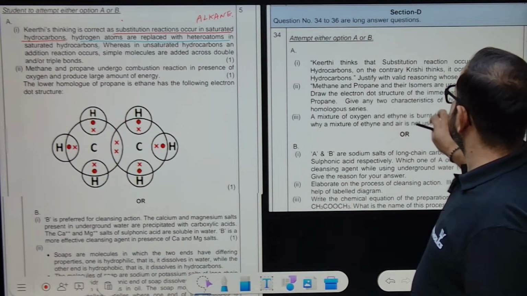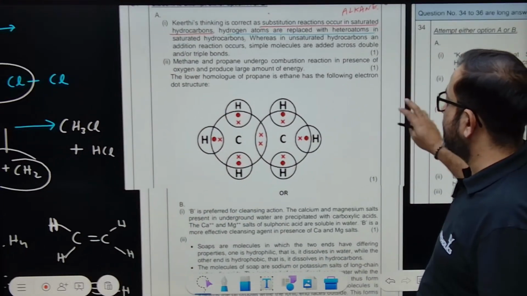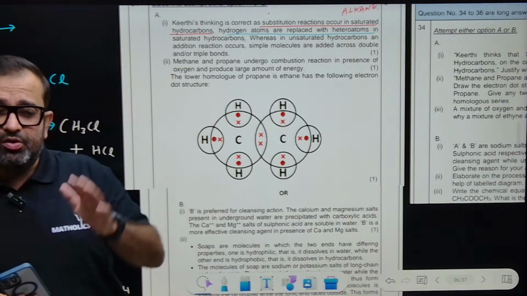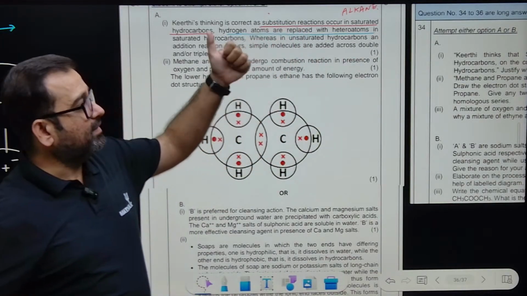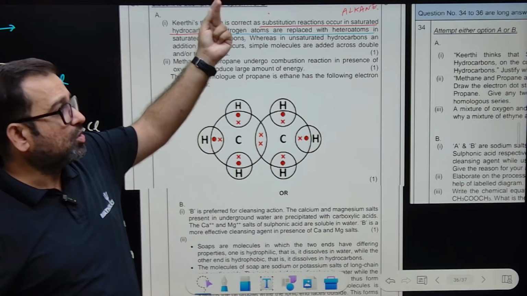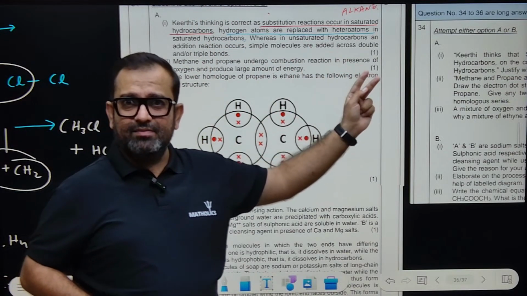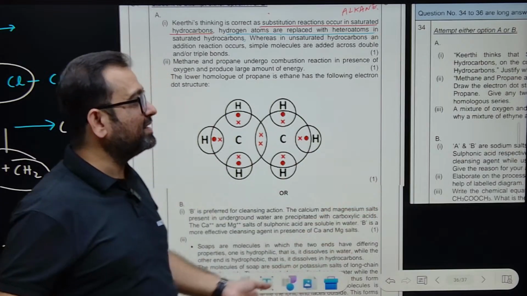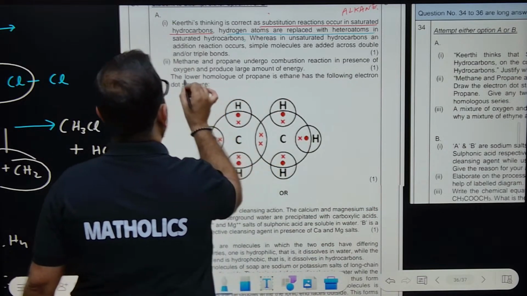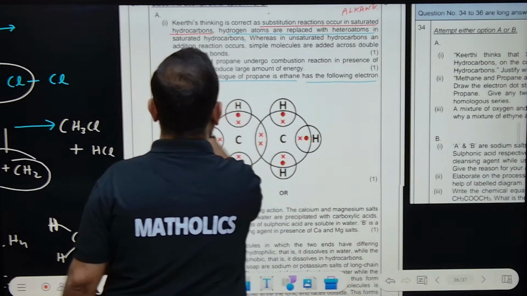Draw the electron dot structure of immediate lower homologue of propane. What is the homologue of propane? See, the lower homologue of propane is ethane, just below. Methane, ethane, propane, butane. Just lower homologue means if propane has 3 carbon atoms, what will have 2 carbon atoms? Obviously ethane. The lower homologue of propane is ethane and has the following dot structure.